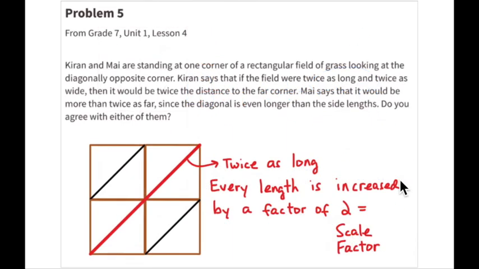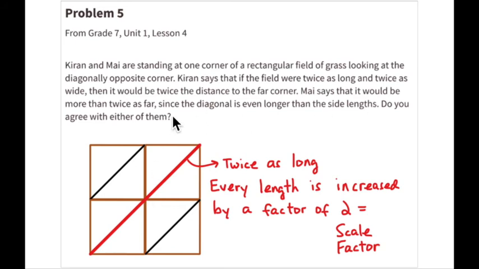Okay, this is problem number 5. Kieran and May are standing on a corner of a rectangular field. And I actually made the field a square, which is okay. A square is a rectangle. So they're standing right here on this corner, and they're looking across the diagonal to the opposite side. And Kieran says that if the field were twice as long and twice as wide, then the diagonal, this distance from this point here to this point here, would be twice as long.